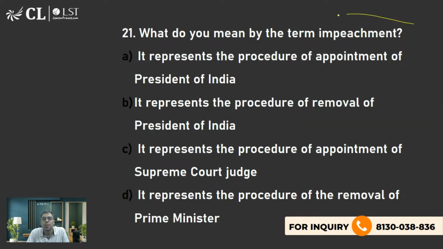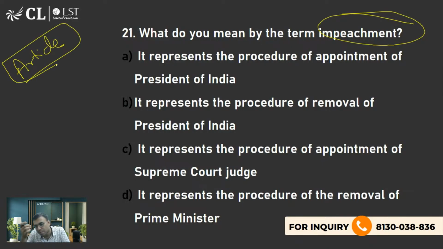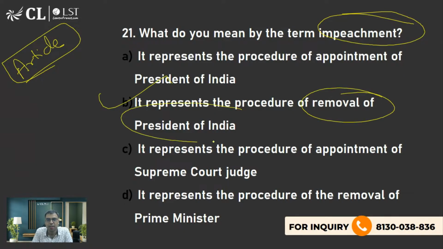What do you mean by the term impeachment? And कौन से article में, which article talks about it? Yes, Article 61. Very good. And it represents removal of president, है ना? So B is the right answer. I hope you are aware of that. Yes, Mehak Sharma, Ananya, SPD के Rani, you are right. B is the right answer. ठीक है. Procedure for the removal of a president is mentioned in Article 61.